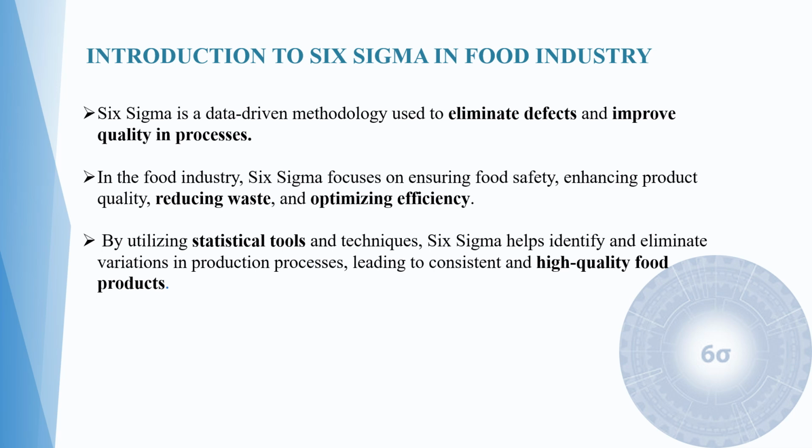Six Sigma is a data-driven methodology used to eliminate defects and improve quality in processes. In the food industry, Six Sigma focuses on ensuring food safety, enhancing product quality, reducing waste, and optimizing efficiency. By utilizing statistical tools and techniques, Six Sigma helps identify and eliminate variations in the production process, leading to consistent and high quality food products.